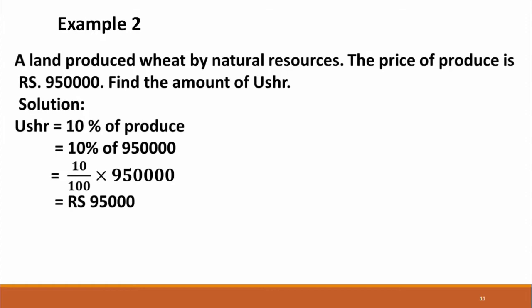So in this problem, you see here the land produces wheat. The price of produce is Rs 950000. So to find the amount of Ushr, it is 10% of the produce. So 10% of 950000. 10% means 10 divided by 100, and of means multiplied by the total. So after simplification, we obtain the amount of Ushr for this total amount as 95,000 rupees.